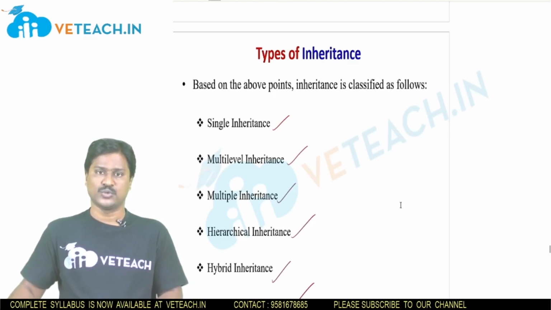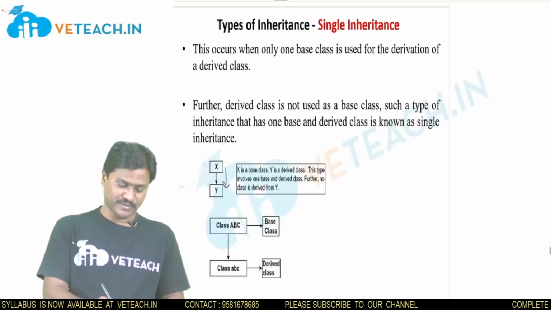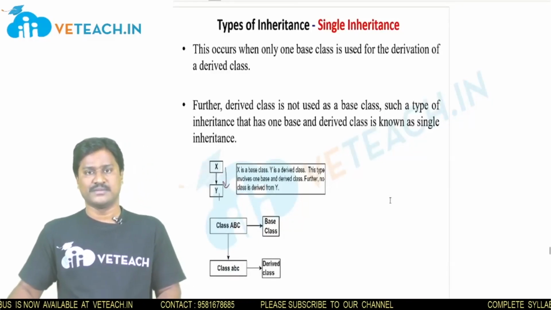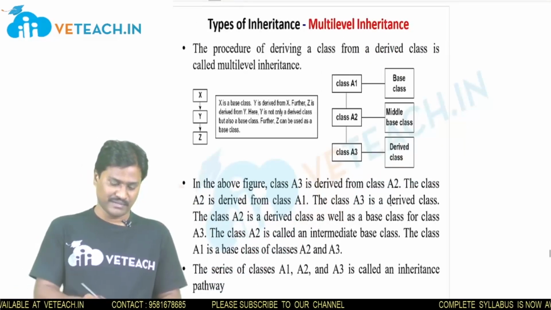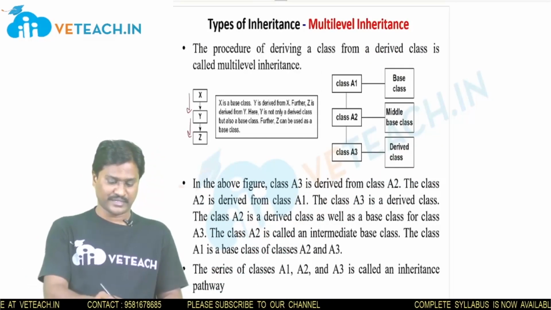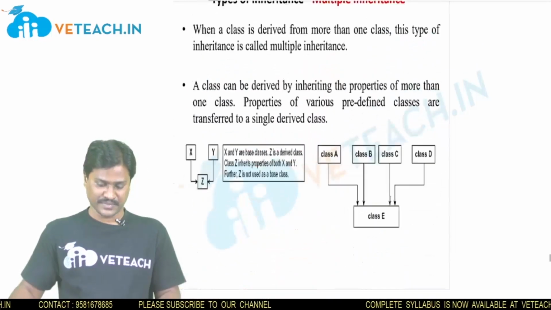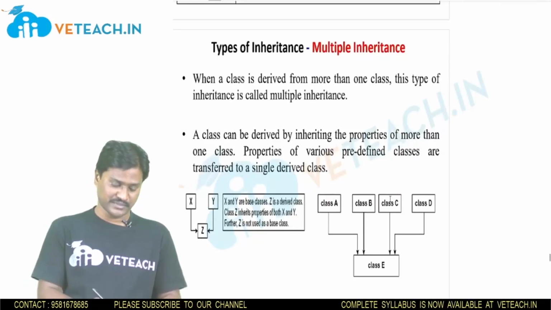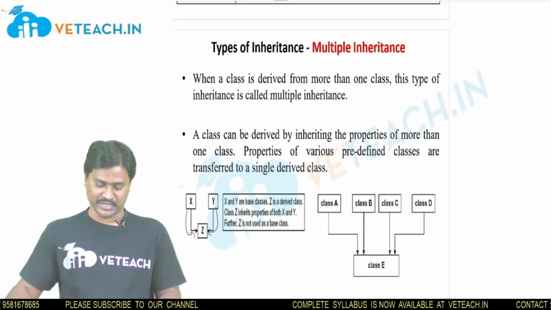Let me show one by one. This is single inheritance, extending properties from a single base class to a single derived class. And multi-level inheritance, extending properties like x to y and y to z. This is multi-level inheritance. This is multiple inheritance: with more than one parent, we are extending properties to one derived class.